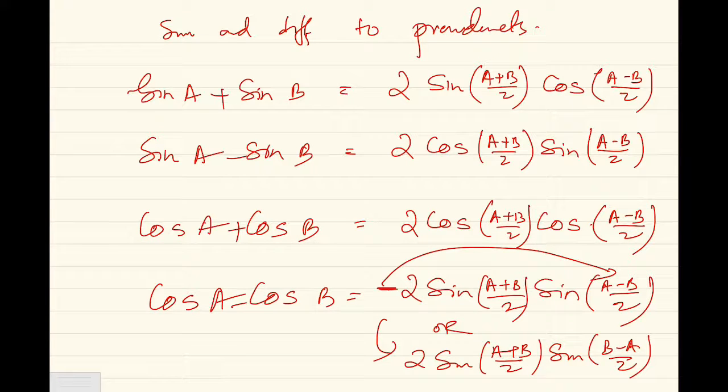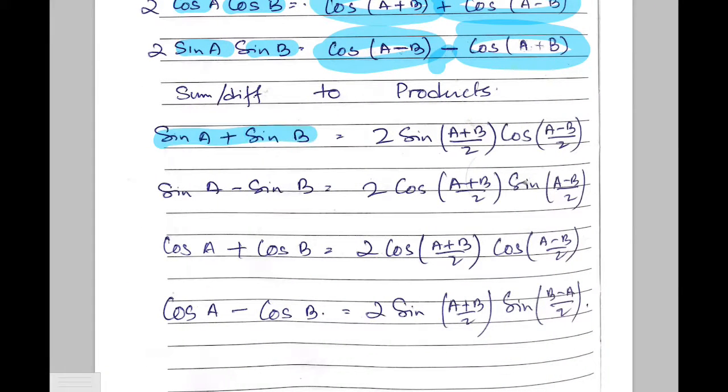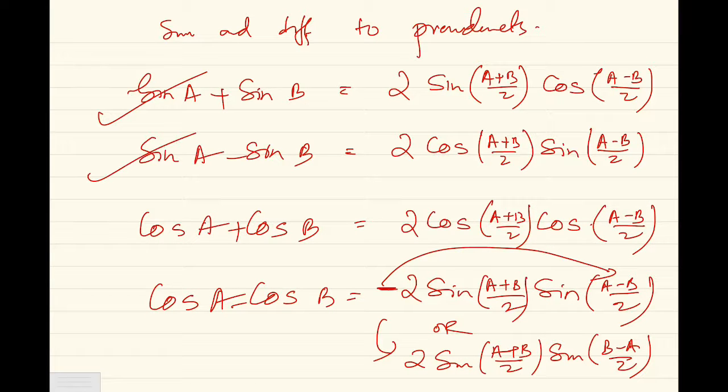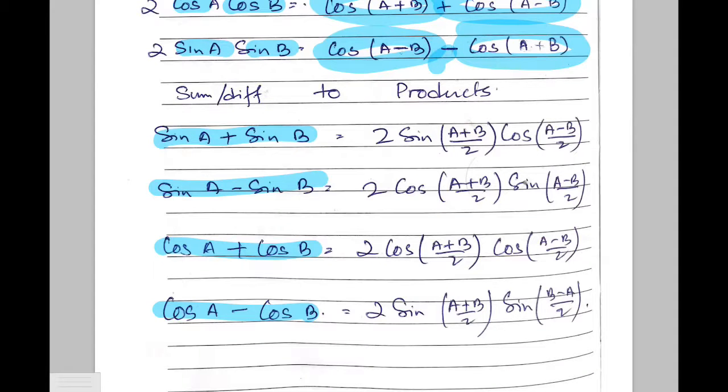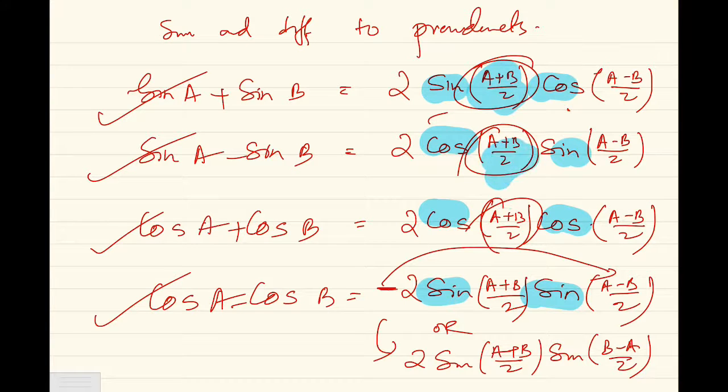So let's check, is the formula correct? Sine a plus sine b, sine a minus sine b, cos a plus cos b, cos a minus cos b. Let's check. Absolutely correct. Okay, then comes this side, sine cos, cos sine, cos cos, sine sine, a plus b by 2, a minus b by 2. Let's check here. Same thing, sine cos, cos sine, cos cos, sine sine, and then a plus b by 2, a minus b by 2.